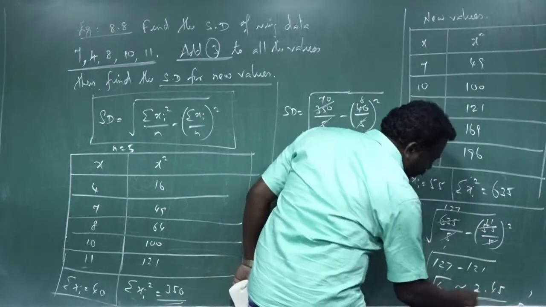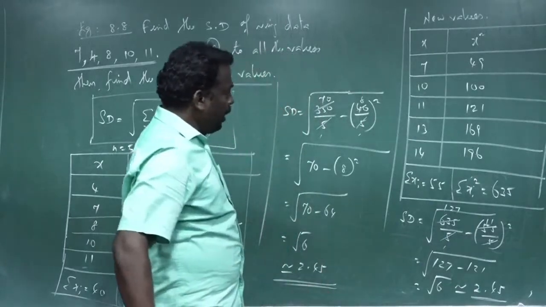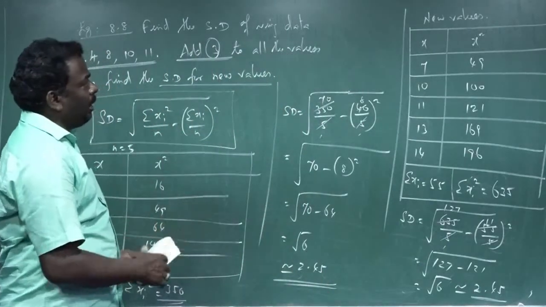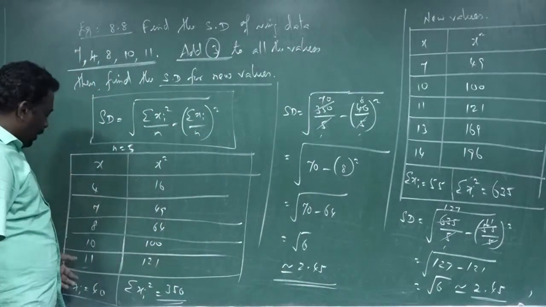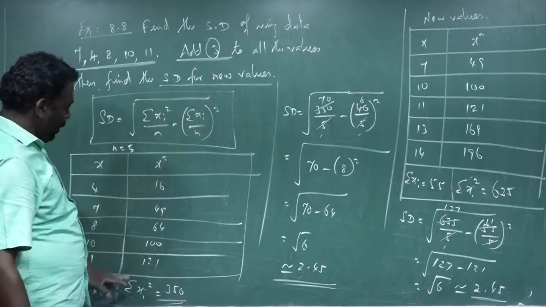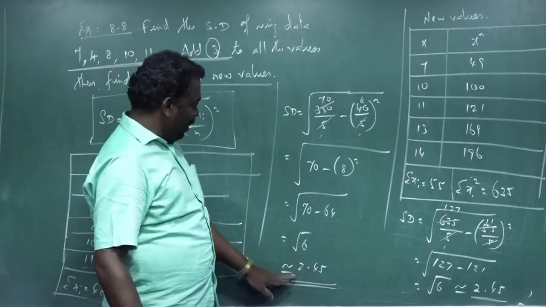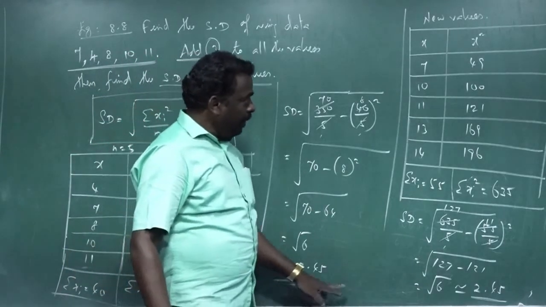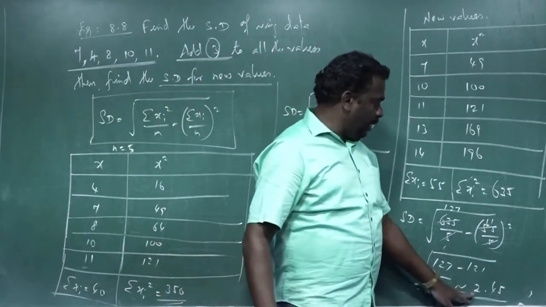It is approximately 2.45. Now what is the conclusion? The given data was increased by 3, added by 3. The standard deviation of the given data is 2.45, and the new data also has 2.45.